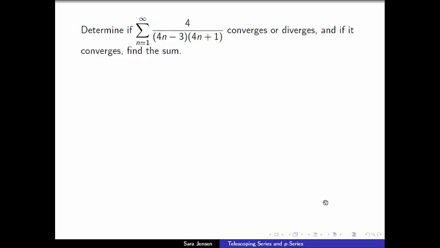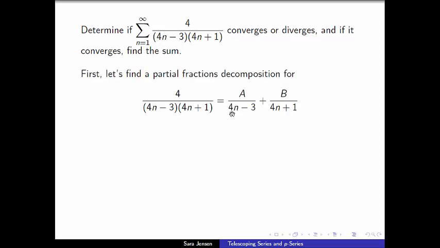Now I'd like to walk through one more example of a telescoping series through partial fractions. So my example of this series is now 4 over 4n minus 3 times 4n plus 1. Let's first use partial fractions to take this elaborate rational function and see if we can write it as a sum of a over 4n minus 3 and b over 4n plus 1. In other words, take the more complicated rational function and write it as a sum of simpler rational functions.